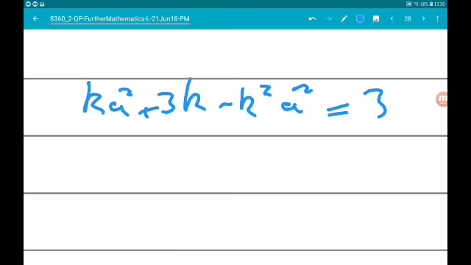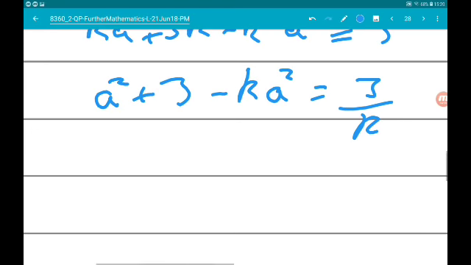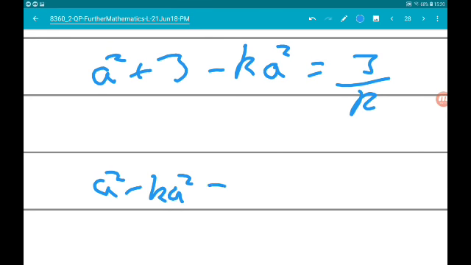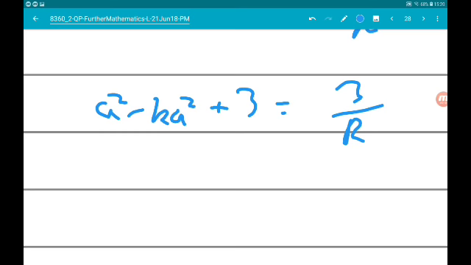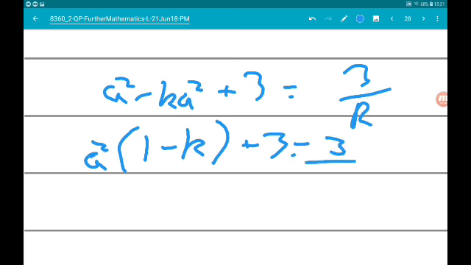So we're going to get A squared add 3 minus K A squared is equal to 3 over K. Now we've got two A squared terms, so we've got A squared minus K A squared, add 3 is equal to 3 over K. Now we can factorise those two A squared terms to get A squared times 1 minus K, add 3 is equal to 3 over K.